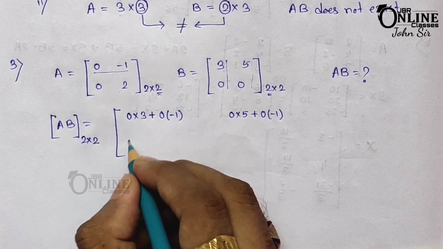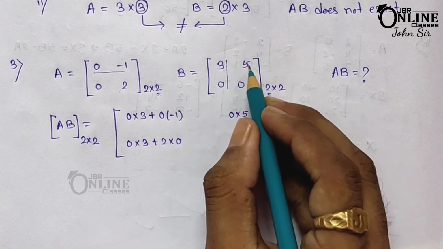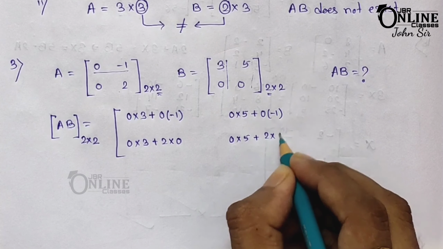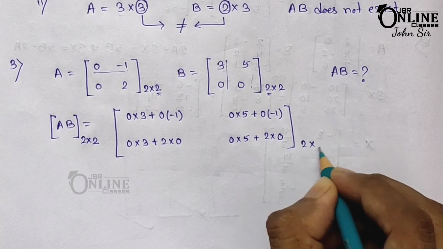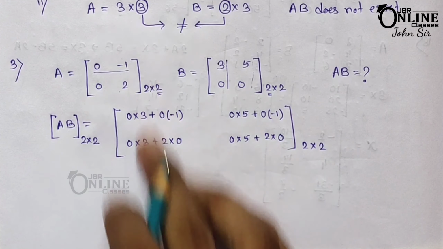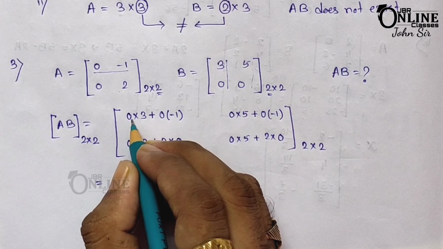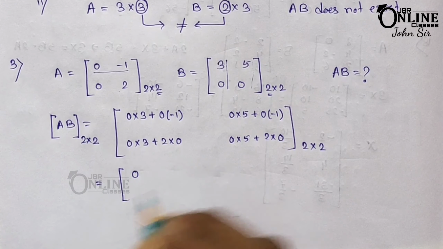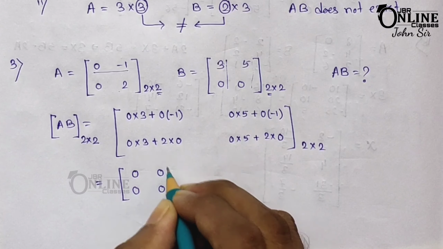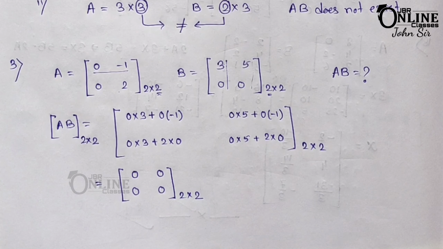Okay, now 3 into 0, so 0 into 3 plus 2 into 0. And here 5 into 0 plus 2 into 0. Okay, so now this is a 2 by 2 matrix. 1, 2, 3, 4. 2 rows and 2 columns. So now your answer will be here 3 into 0, 0, 0 into 0. So it becomes 0. This one also 0. This one also 0 and this one is 0. So it's a null matrix. So you can write down this one.